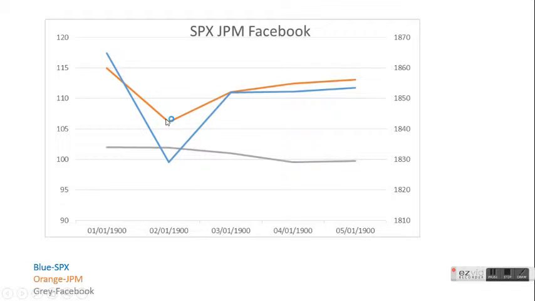What can you see here? This is JP Morgan. This is the S&P 500. JP Morgan's had a big say over the price.